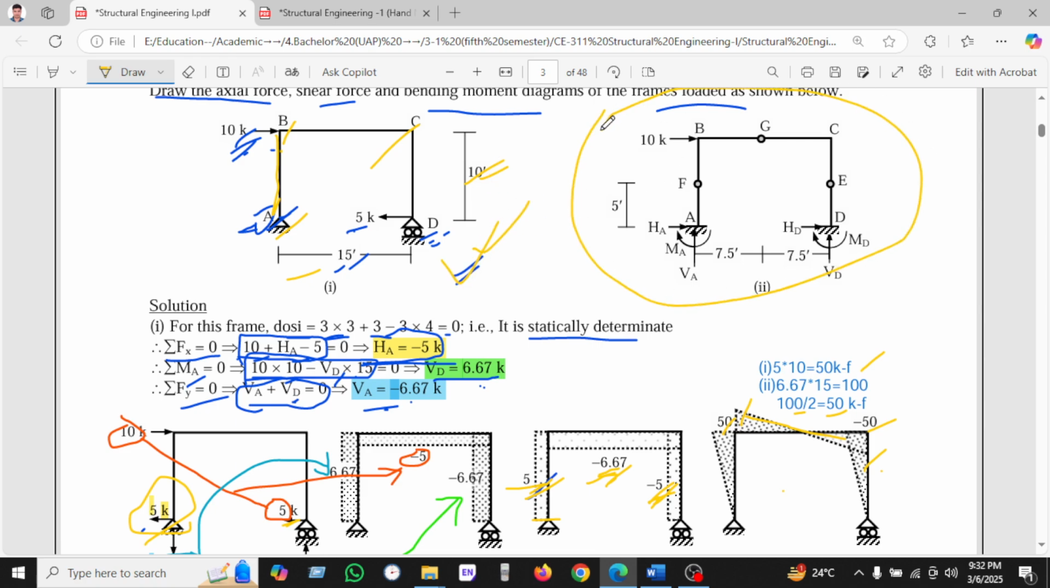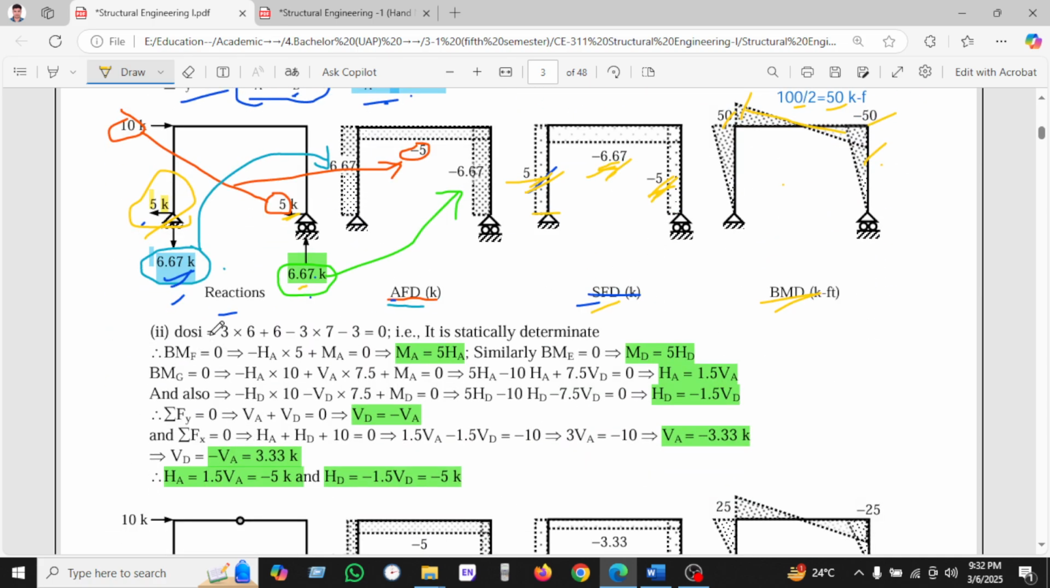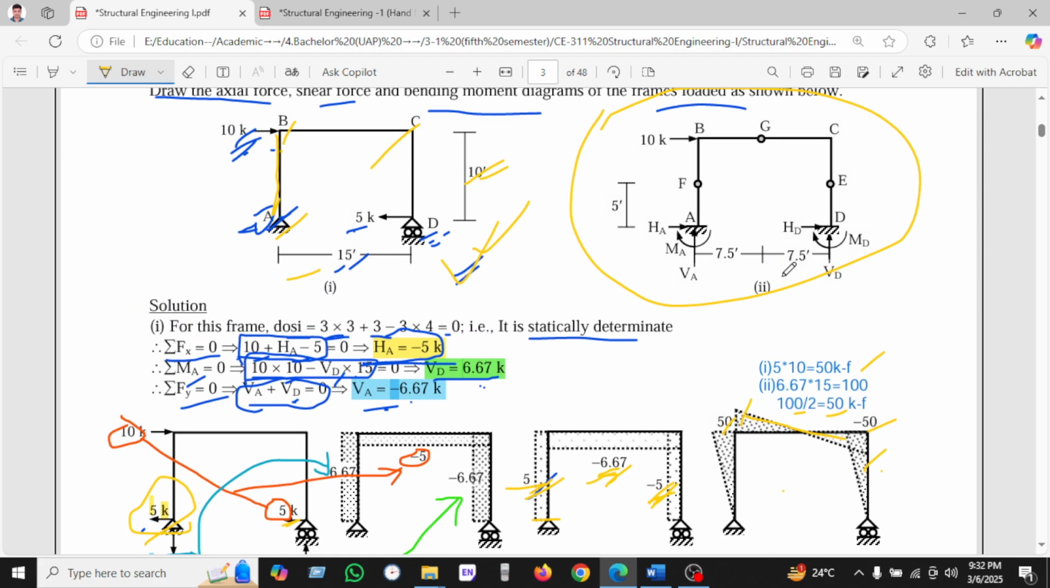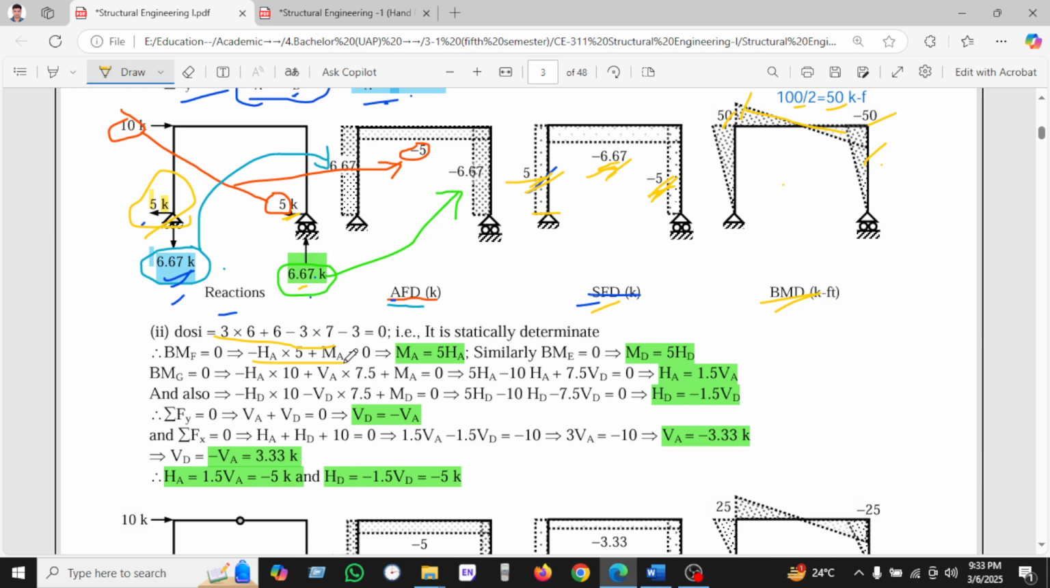So now we'll see this picture. We are calculating in the same way as we have been seeing here. Now we'll calculate the moments, MA and horizontal. In this way MA equals 5H, similarly MD equals 5H, and we are taking the moment about G. In this calculation we get AC into 10 into BA into 7.5 into MA. After putting in this calculation we found 5A into 10 minus into 7.5, and AC equals 1.5 into B. And we can also calculate this portion and found HA into 1.5.